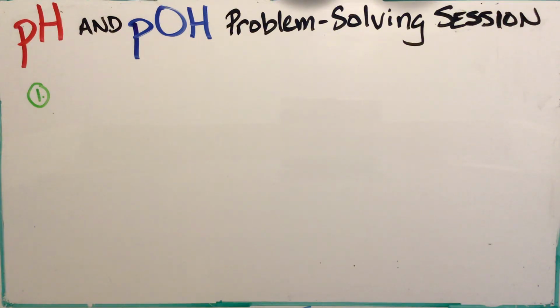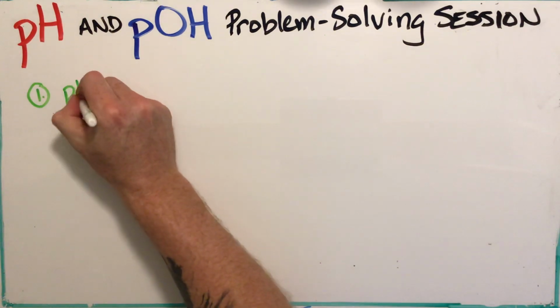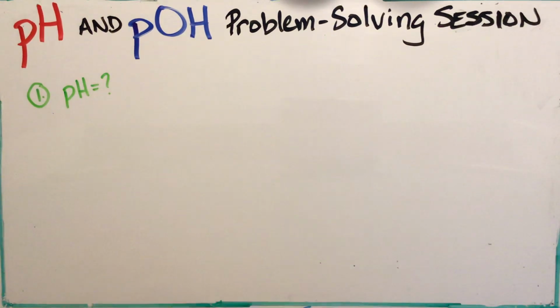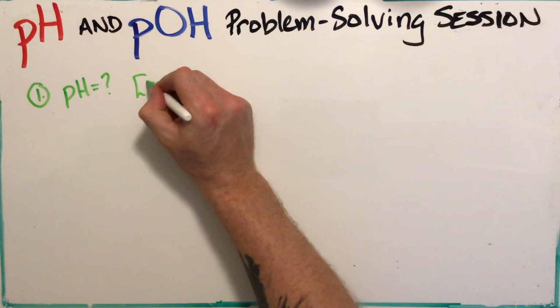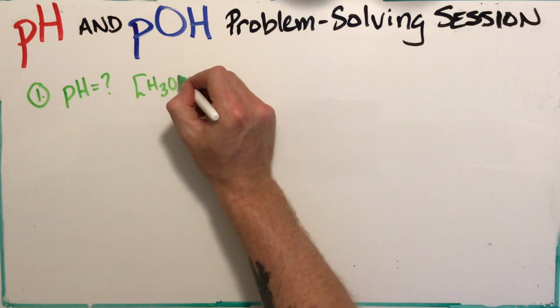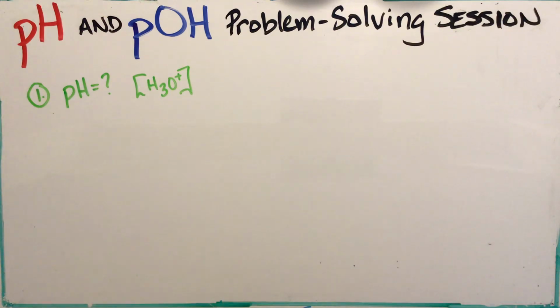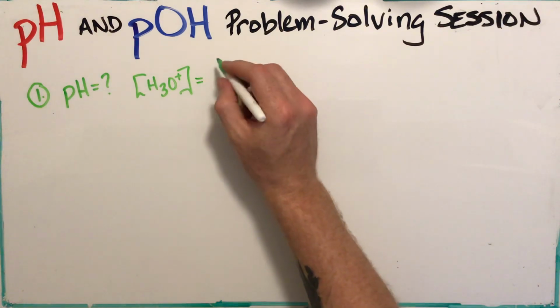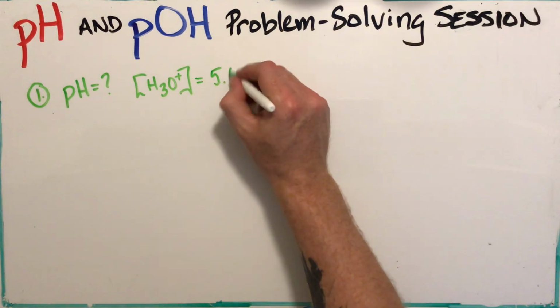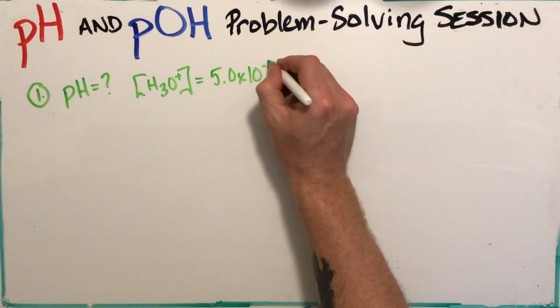So number 1, what is the pH of a substance with a hydronium ion concentration of 5 times 10 to the negative 1 moles per liter? Okay, so we're looking for pH. And it says that it has a hydronium ion concentration. Now remember, hydronium is the thing that links up with pH. And the concentration they give us is 5.0 times 10 to the negative 1.